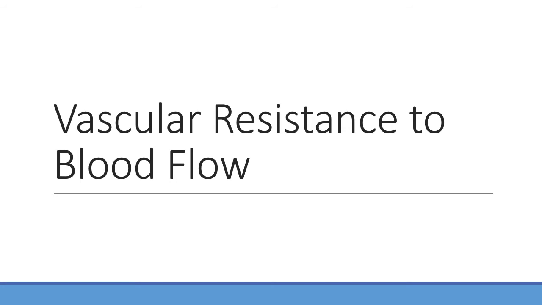Okay, next we'll look at vascular resistance to blood flow. How can we affect that? Because again, we mentioned increased vascular resistance means we have a higher TPR. It means you're going to cause our stroke volume to go down, and thus potentially cardiac output to go down as well.